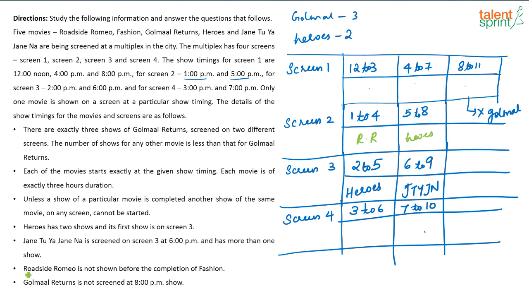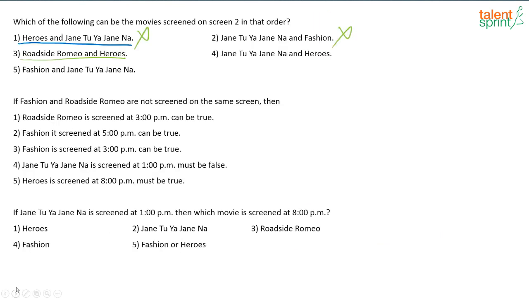Why? Because Roadside Romeo is not shown before completion of Fashion. If Roadside Romeo is happening at 1 o'clock, then Fashion has to happen before 1 o'clock. It has to finish by 1 o'clock. Not possible, right? The shows are only starting at 12. So again, this option is wrong. So this is also wrong.